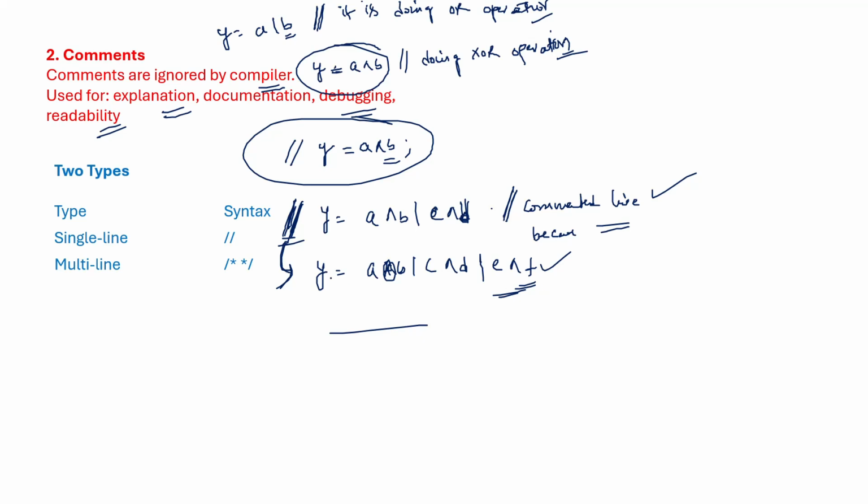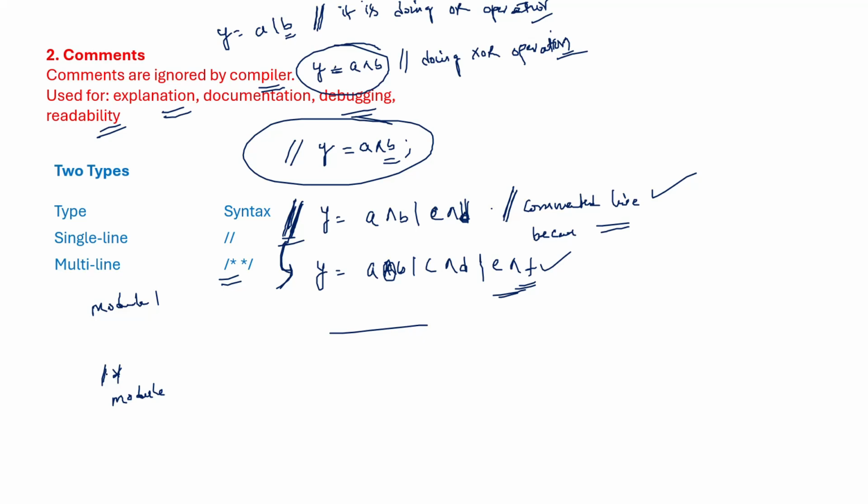So, multiple lines commenting. How do we do it? I don't want some module. One module only I want to execute. Module one only I want to execute; module two I don't want to execute. So this module two instantiation is there in module one.